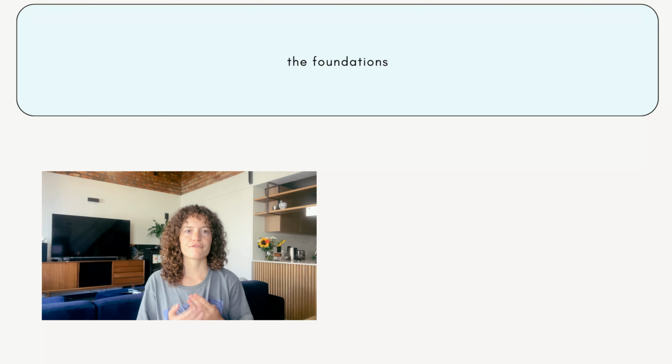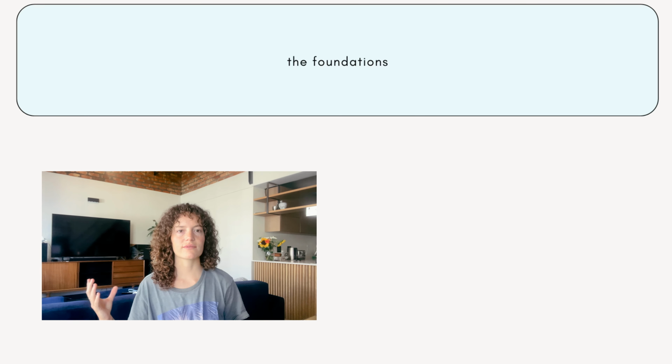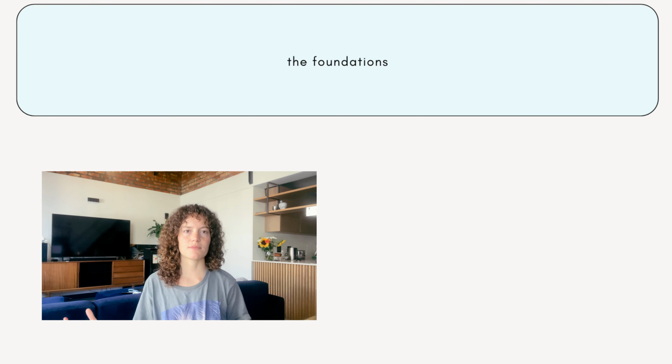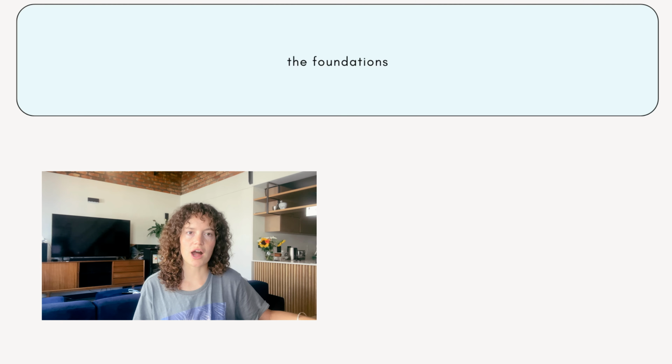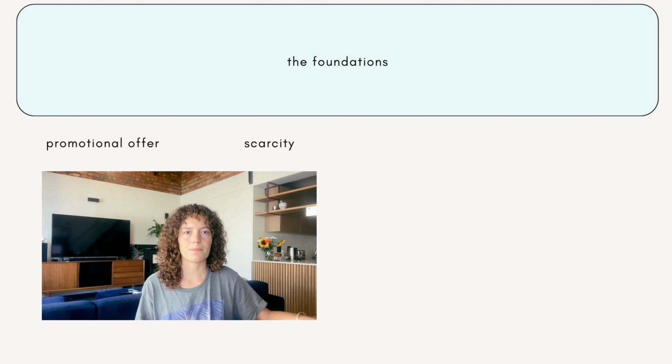So you've got your email list, or you're building your email list. Now what? So there are 4 important foundations that I want you to think about. And I would actually make notes and brainstorm ideas and get all of these 4 things written out before you even start writing your emails, as it's going to make the whole process a lot easier. So these foundations are your promotional offer, scarcity, benefits, and objections.